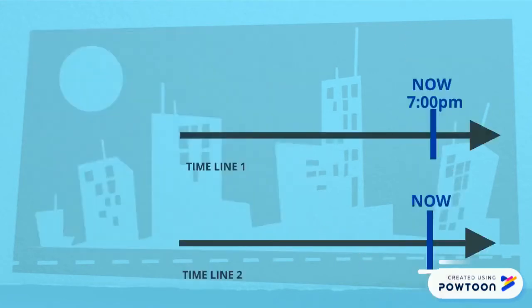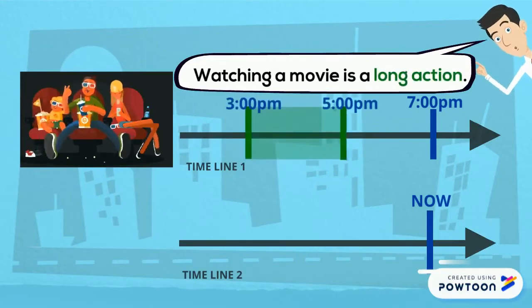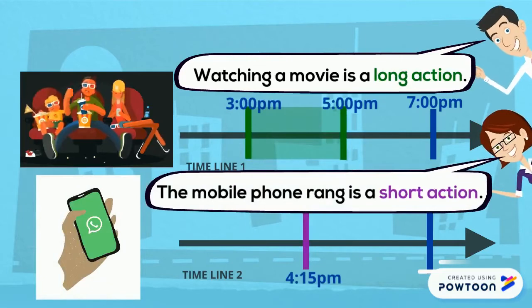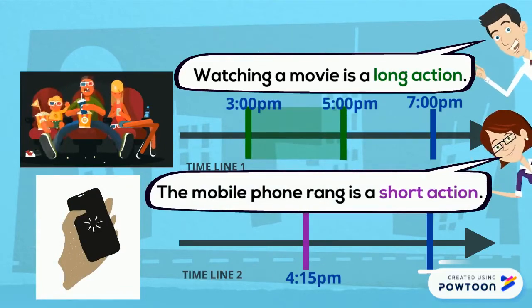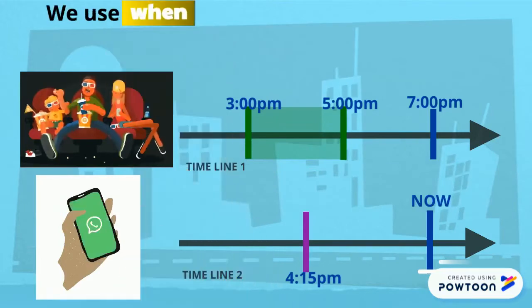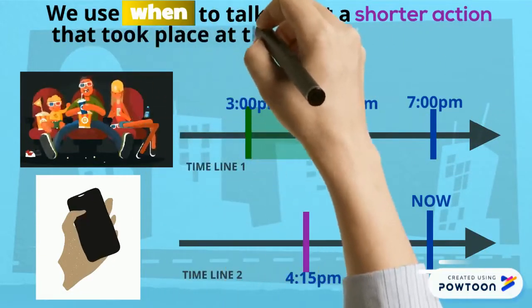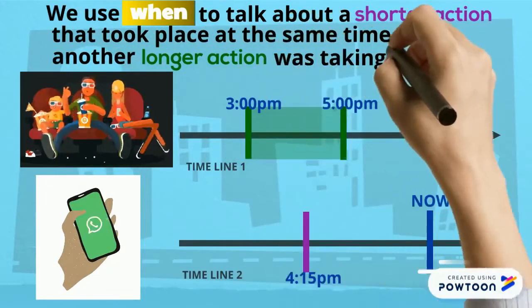Here are two timelines. Watching a movie is a long action, from 3 to 5 p.m. The mobile phone rang is a short action, at 4:15 p.m. We use when to talk about a shorter action that took place at the same time another longer action was taking place.